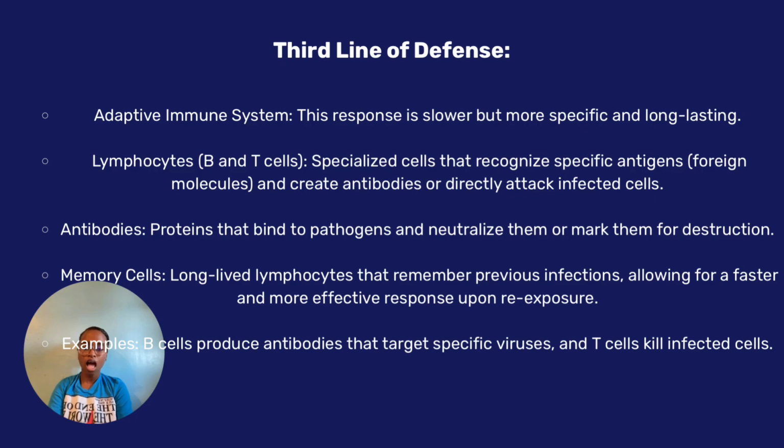Memory cells: long-lived lymphocytes that remember previous infections, allowing for faster and more effective response upon re-exposure. Examples: B cells produce antibodies that target specific viruses, and T cells kill infected cells.